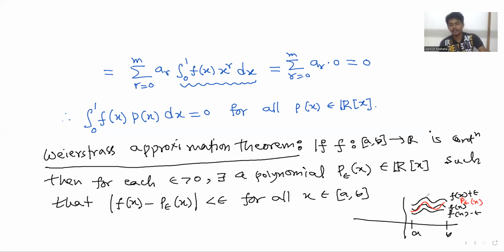So basically if we have a continuous function on the interval [a, b], we can always find a polynomial. For every epsilon we can find a polynomial such that the distance between the polynomial and the function is less than epsilon. All right, so now we are going to use this theorem. So what is given? Let us choose epsilon greater than 0.